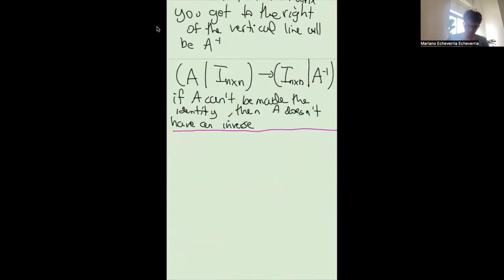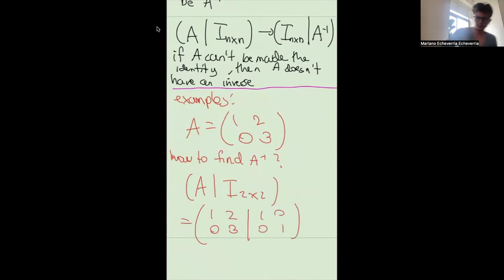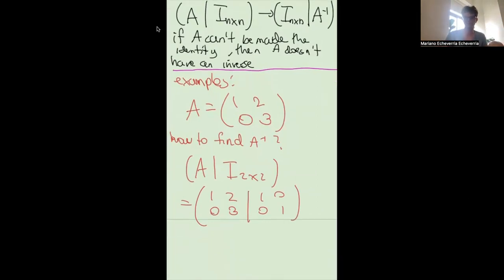So here's an example. A was 1, 2, 0, 3. How could I find A inverse with this method? You consider A with the identity. So A is 1, 2, 0, 3, and the identity is 1, 0, 0, 1. You just copy and paste the matrix, then a vertical line followed by the identity. It's always the same. And then you have to try to reduce this as much as possible.